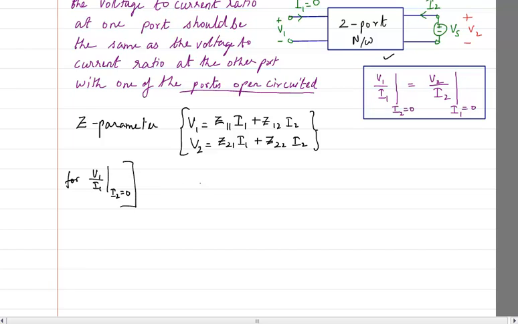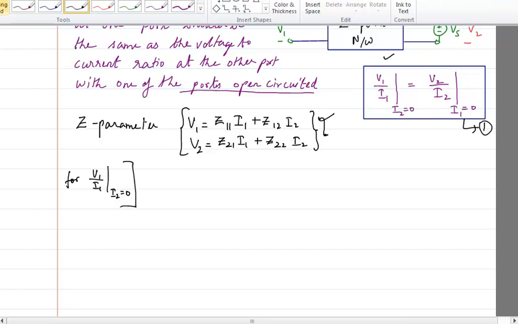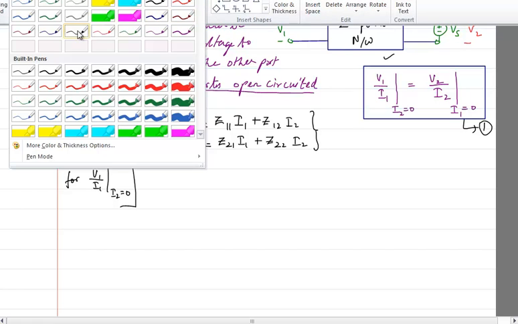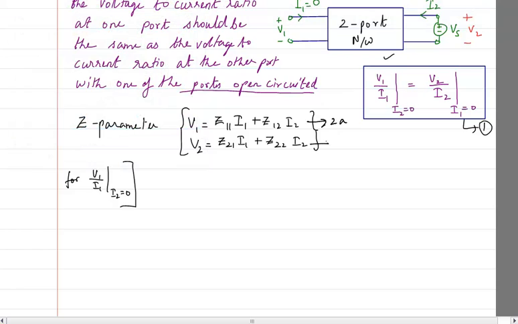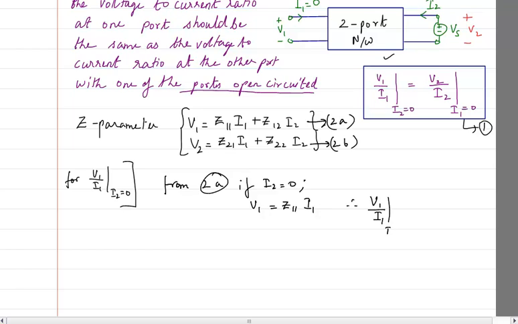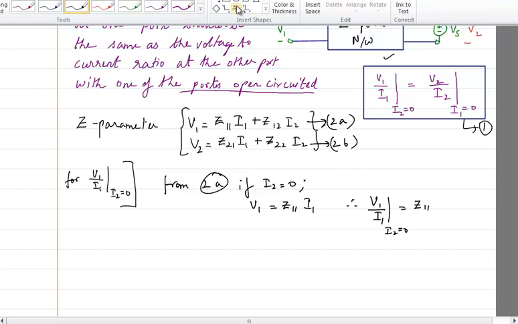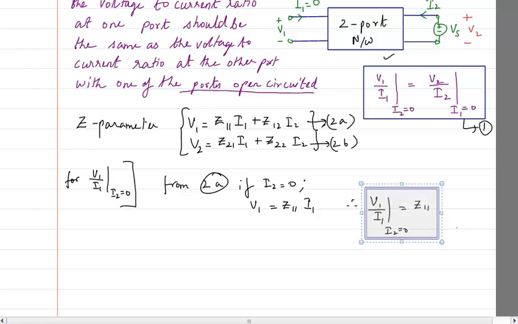Okay, for doing this I make I2 is equal to 0. If I take the first equation, suppose this is equation 1 and this is equation 2, which I am going to split into two parts, 2a and 2b. So from 2a, if I2 is equal to 0, what will I get? I will get V1 is equal to Z11 I1, correct? Therefore, V1 by I1 with I2 is equal to 0 is going to give me the value Z11, correct? So this I will put in the box. This is very simple. We have got the answer that it should be Z11.